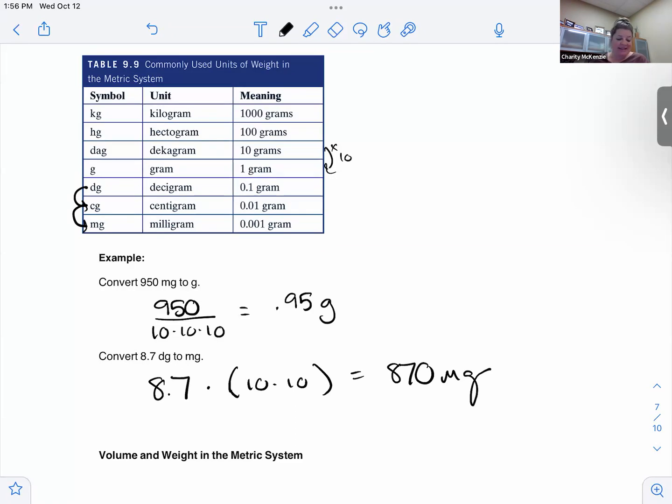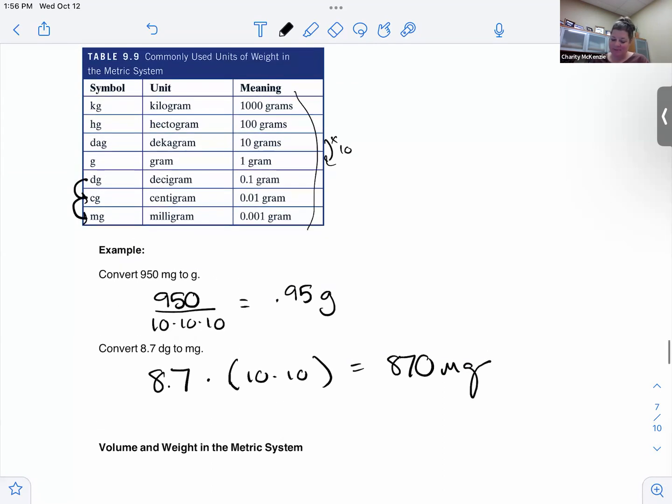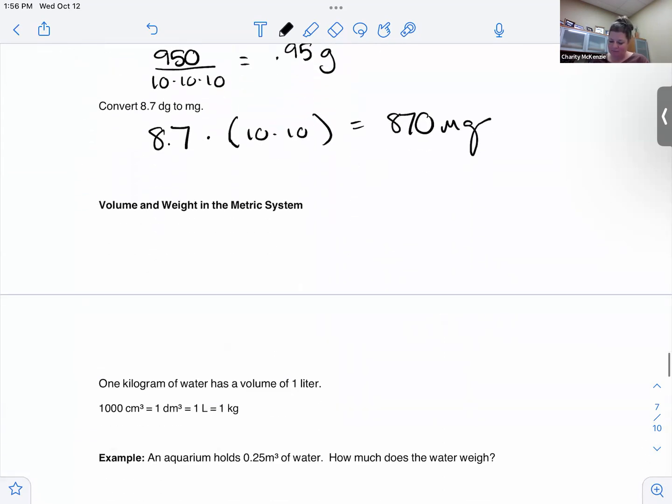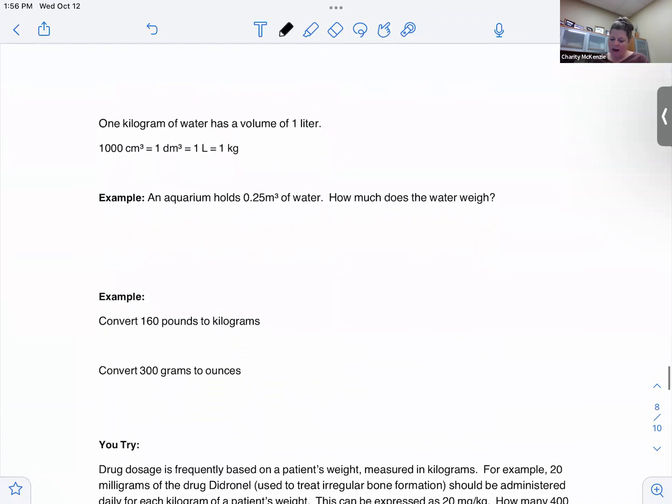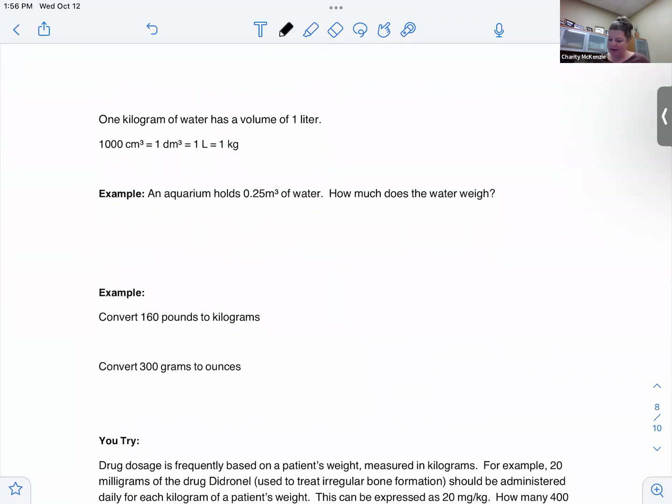Okay, you could set them up with how many of them are in each one and use this piece too if you want. So 1 kilogram of water has a volume of 1 liter. So 1 kilogram is equal to 1 liter. Here's an example. An aquarium holds 0.25 meters cubed of water. How much does that water weigh? How many kilograms does that water weigh?